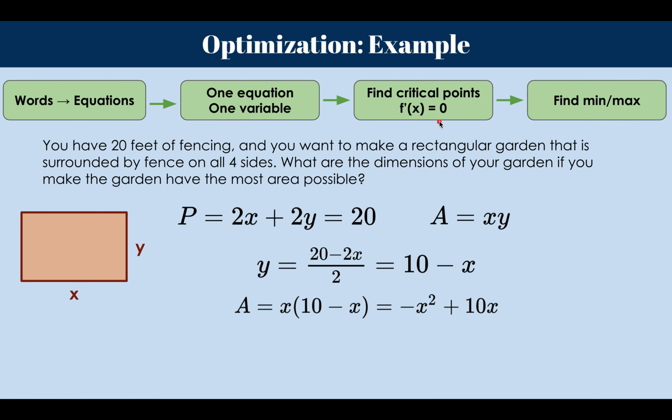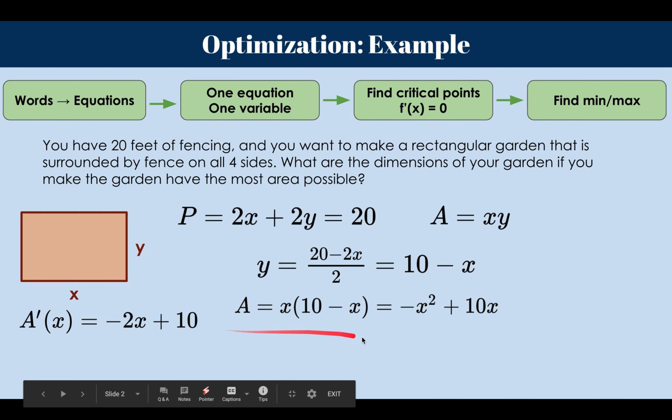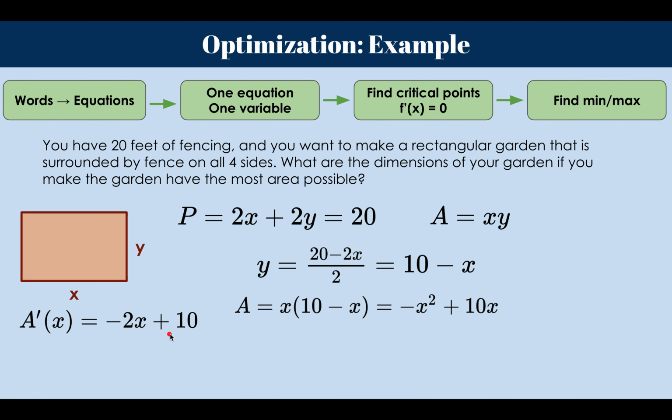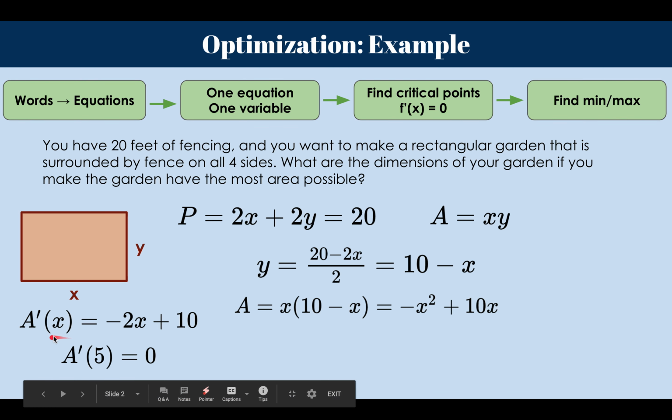We find the critical values of this function by taking the derivative first. Using the power rule, we can see that the derivative of A is negative 2x plus 10, which means our critical point where the derivative is 0 is 5. In this case, we only have one critical point because the only way the derivative can be 0 is when x equals 5.